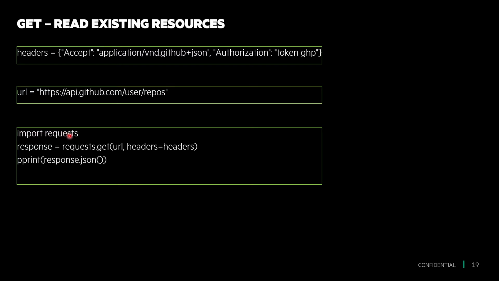We have imported the requests library. We are calling the get method, passing two arguments: one is the URL, another is the headers. And we got the response back. Just printing the response. We can do anything we want with the response.